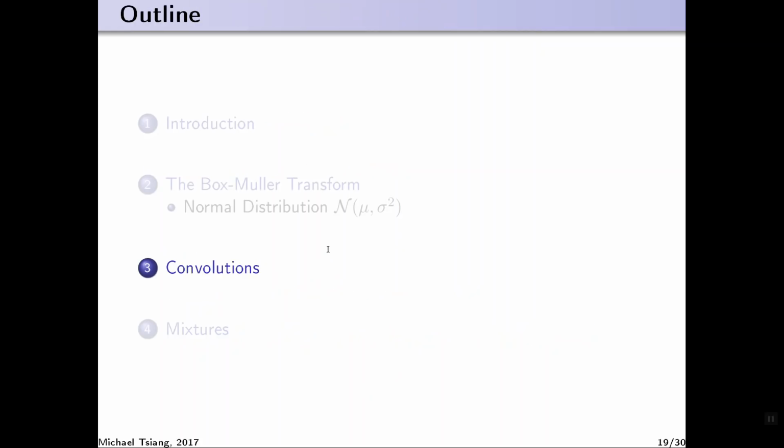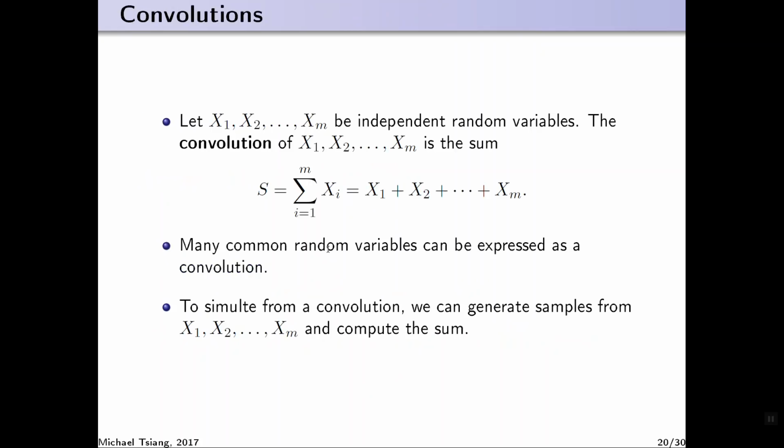Okay. Convolutions: this just means composing a new random variable by summing up other random variables, okay? So if x1 through xm are independent random variables coming from some distribution, the convolution is going to be the sum of those things, okay? And so many random variables can be expressed as a convolution, or expressed as a sum, okay?